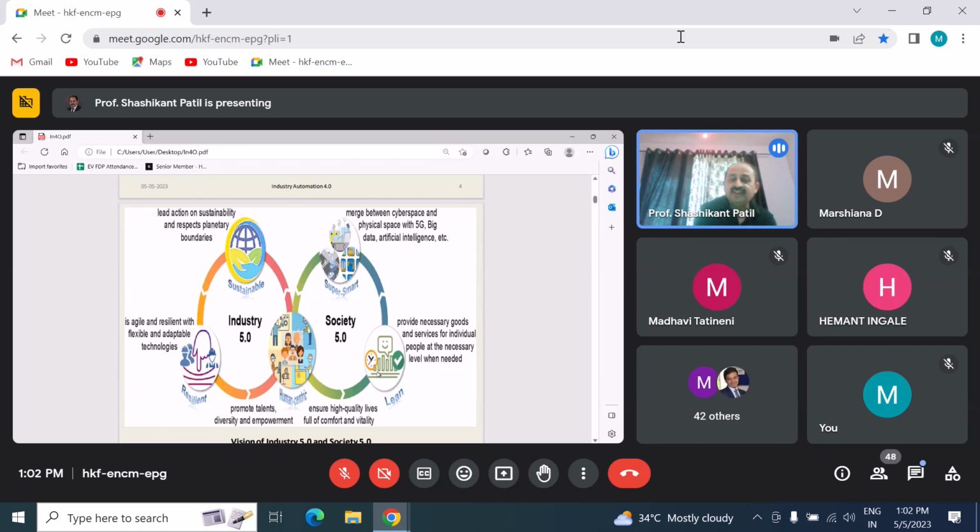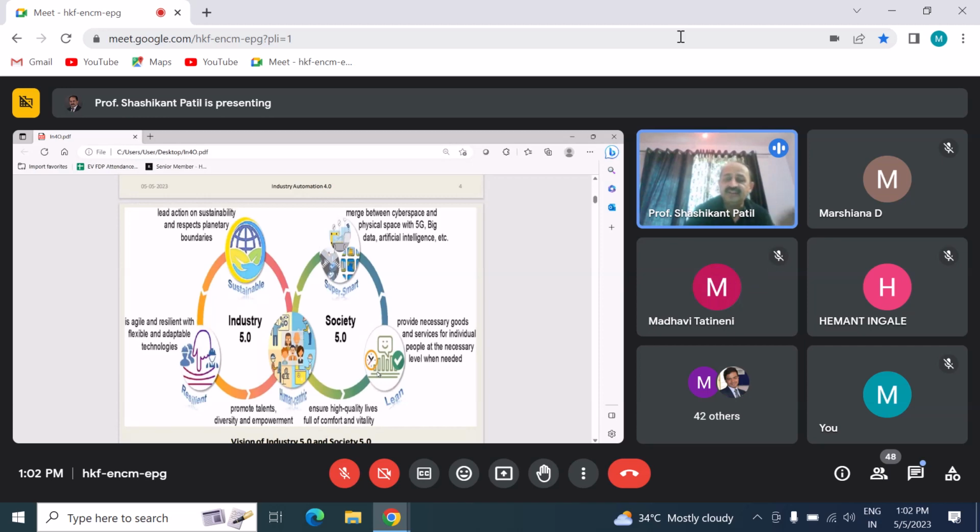So at one side we have industry, other side we have society. If you see, industry promotes talents, diversity and empowerment, whereas society ensures high quality lives full of comfort and vitality. As somebody said, necessity is the mother of invention. Day to day we never stop. Even in cellular technologies, we are working on 6G. Now people have also started working on 7G. Everywhere you can see, day to day human beings want to improve their life, society's life, so that we will get more comfort, more leisure.